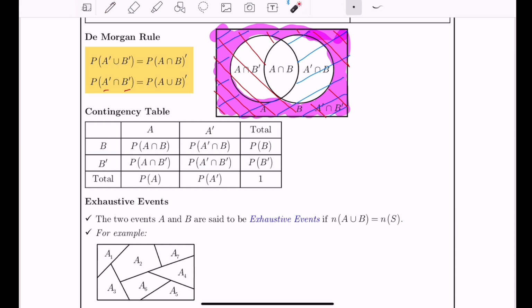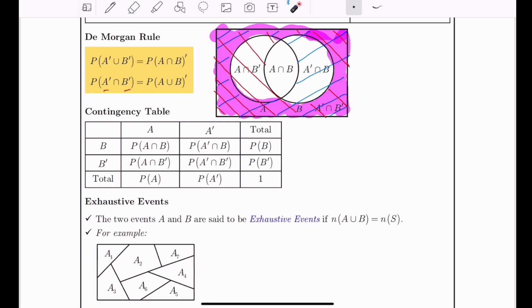For the contingency table, in the first row we're going to put A and A prime, and in the first column we're going to put B and B prime. So the entries are as follows. First row, first column is the probability of A intersect B. First row, second column is the probability of A prime intersect B. Second row, first column is the probability of A intersect B prime. Second row, second column is the probability of A prime intersect B prime.